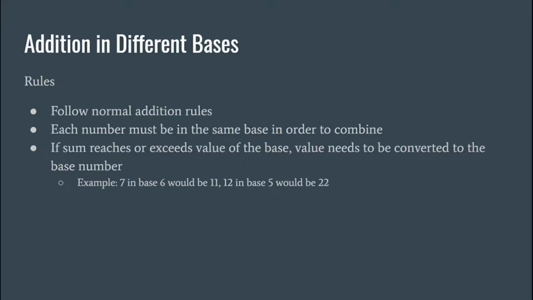Okay, now the third bullet point is the most important part here. If the sum reaches or exceeds the value of the base, then you have to convert that sum into whatever value it would turn into in that base. So I've got a couple of examples here, like 7 in base 6 would be 1, 1, and 12 in base 5 would be 2, 2.